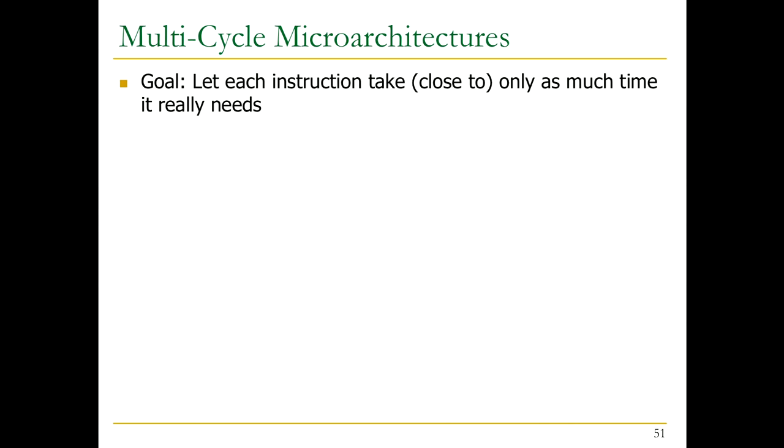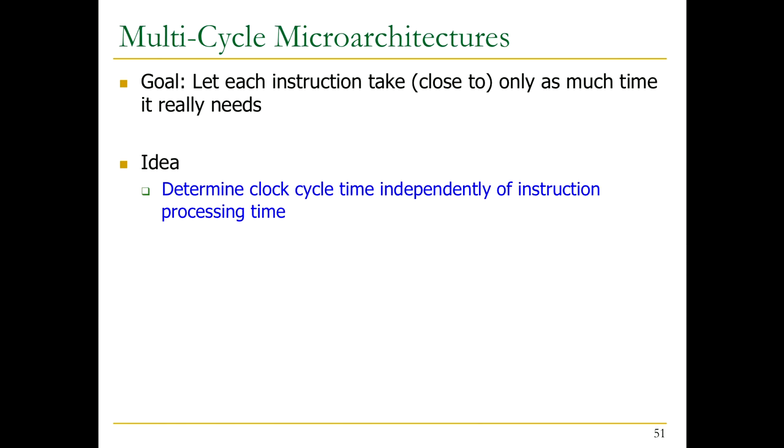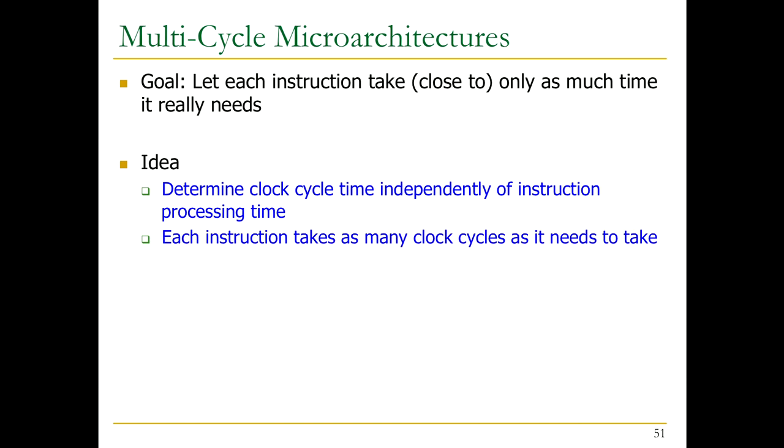Now, this is a challenge to achieve, even with multi-cycle designs. Because the way we're going to design them is we're going to set a clock cycle, right? Whenever you set a clock cycle, you introduce overheads. If your clock cycle is too long, something may finish earlier. If your clock cycle is too short, you have other overheads. So the idea is to determine the clock cycle time independently of instruction processing time. Each instruction takes as many clock cycles as it needs to take.